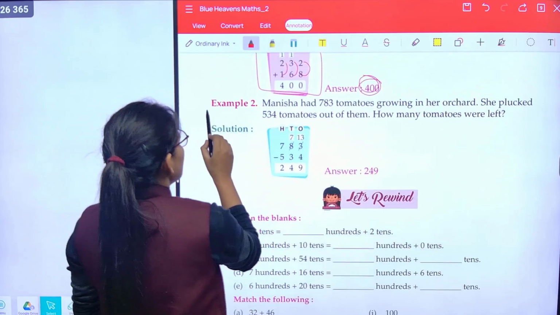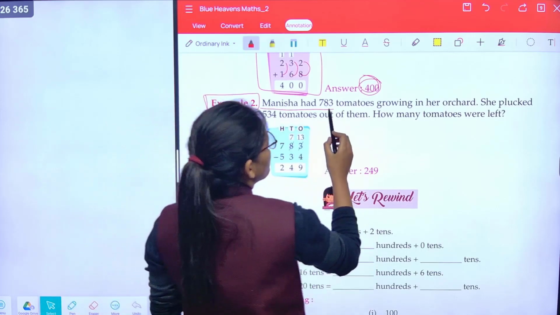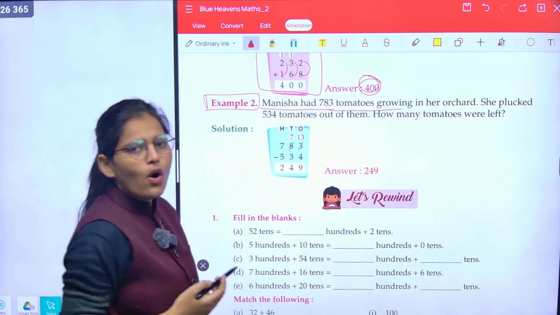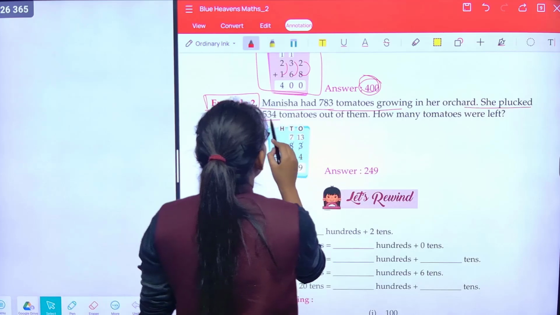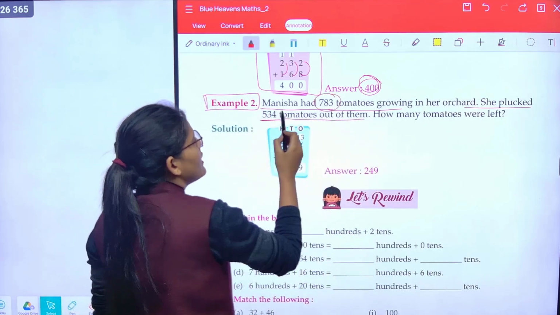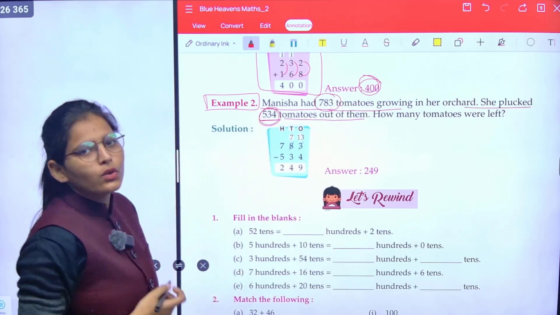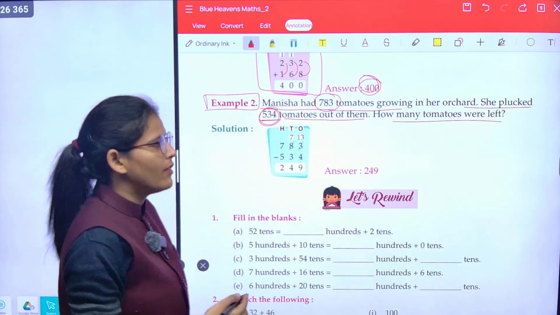Now, example number 2, Manisha had 783 tomatoes growing in her orchard. She plucked 534 tomatoes out of them. How many tomatoes were left?